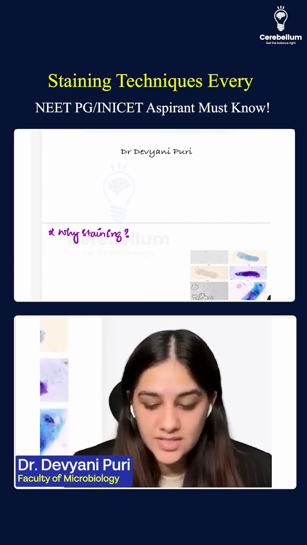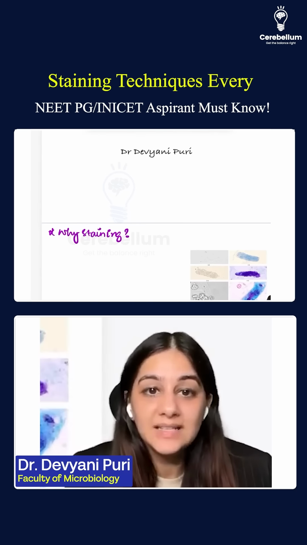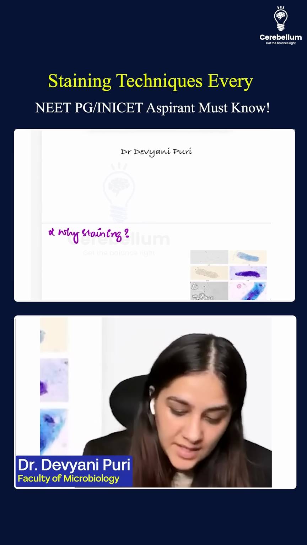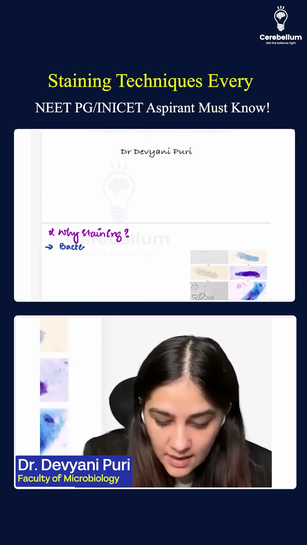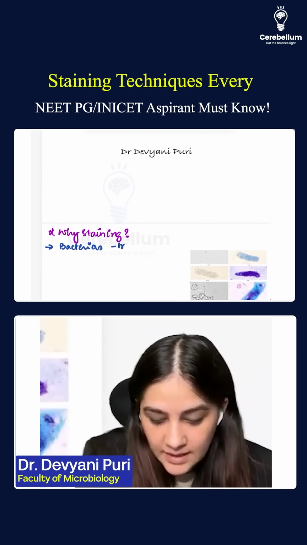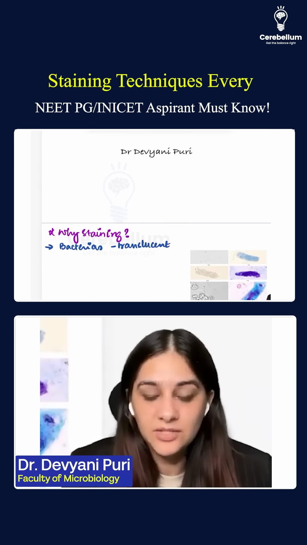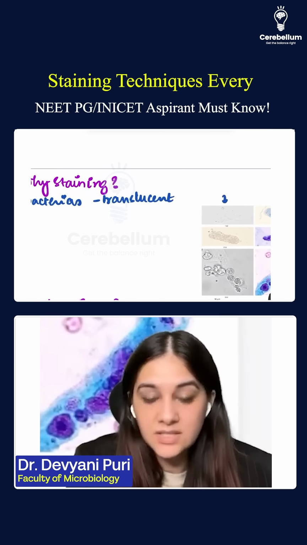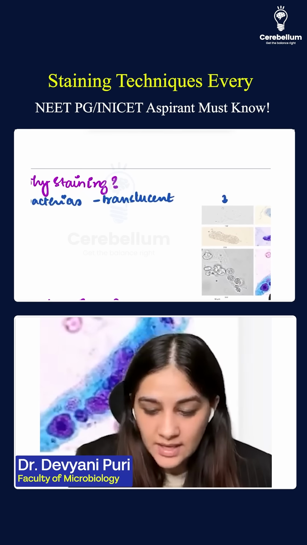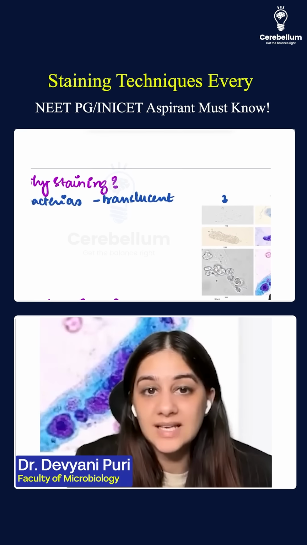Because we cannot see bacteria, because bacteria are translucent. That is why we need the stains, because if we want to see them under the microscope, they will not be very much visible. Seeing this picture here, you can see this is an unstained picture, and when I have stained this, how the contrast has increased.